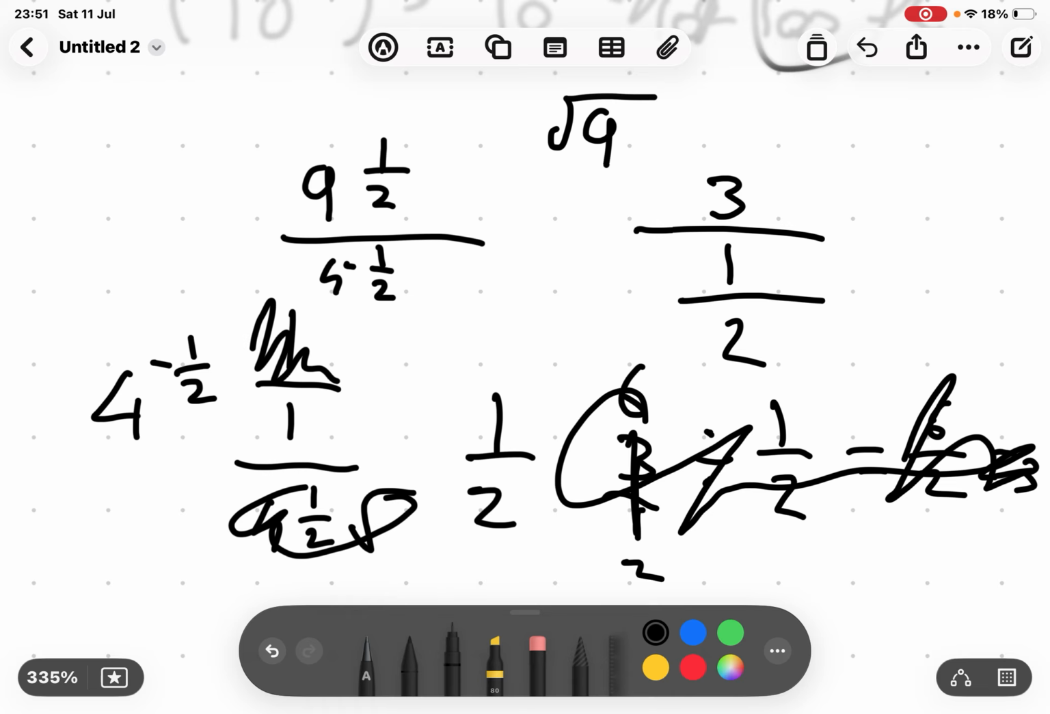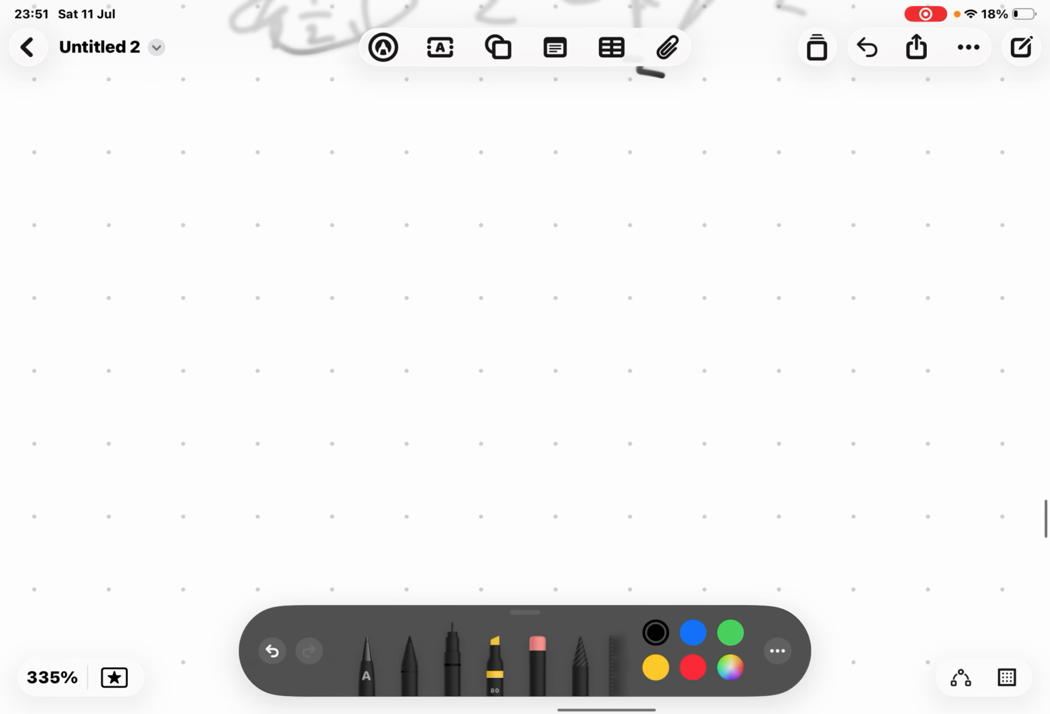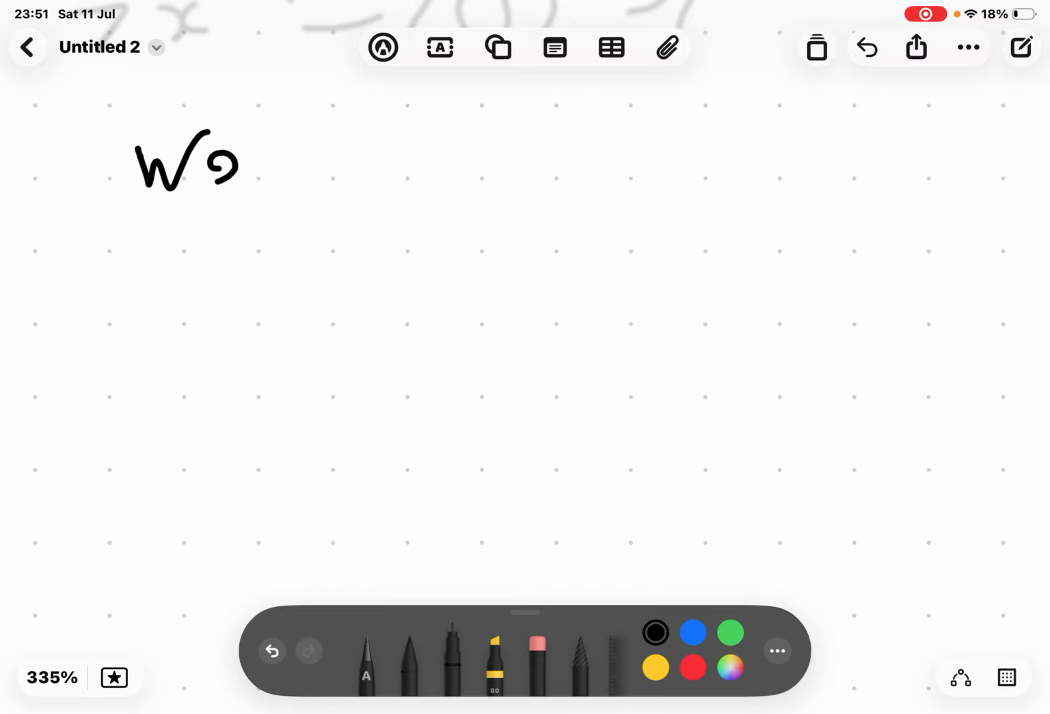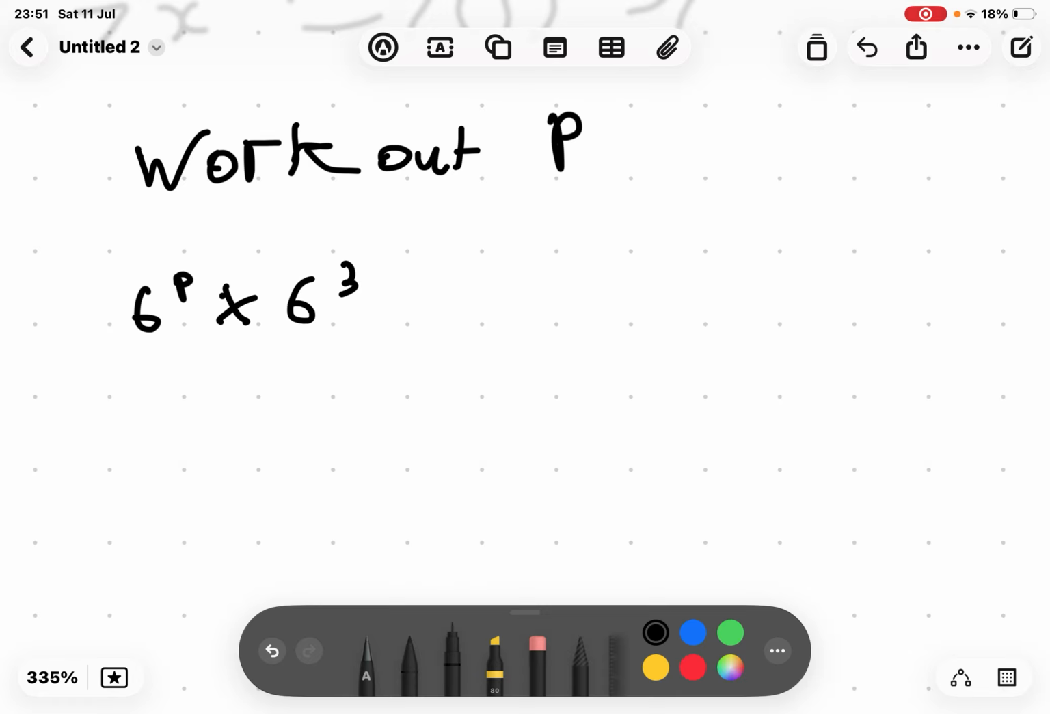So basically, you saw the explanation ChatGPT gave was 6. Now, 7 to the x to the power of 0. So that's equal to this, and that's equal to 7. Now, we are asked to work out p in the thing. 6p times 3 equals 17. So this is very easy. Just like, come on.